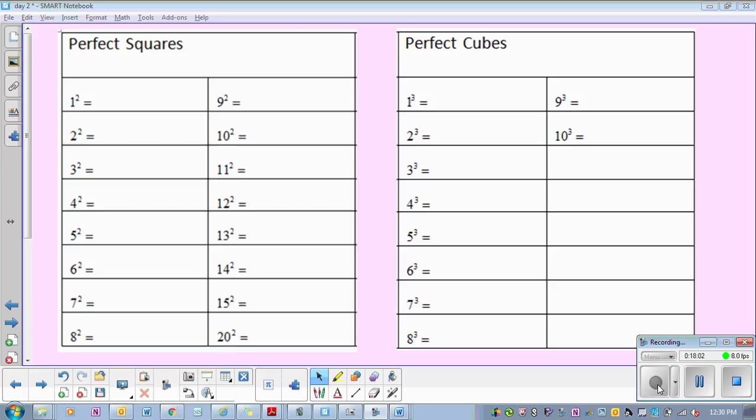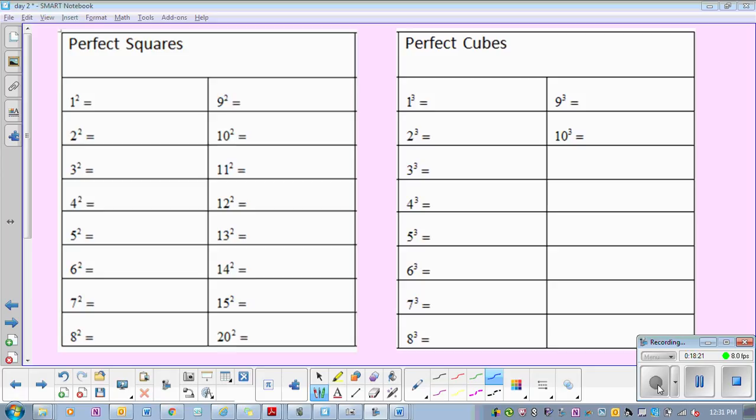All right, so the reason why you guys have this is because it's going to be helpful in your factoring adventure, okay? Especially for today's factoring lesson. We're going to talk about perfect squares and perfect cubes. This should not be new, right? But sometimes we forget if we haven't used it in a little while, I guess. I don't know. Let's go over these together.